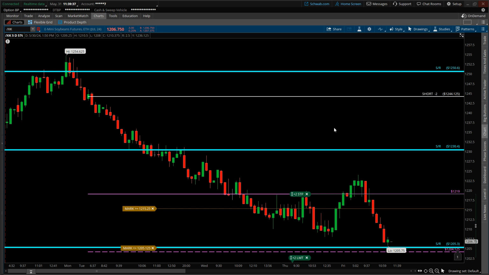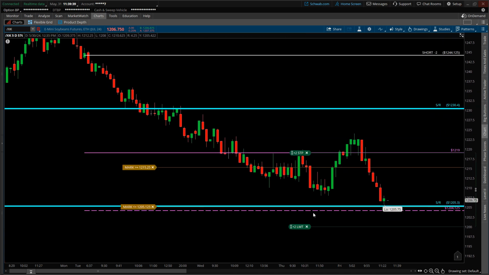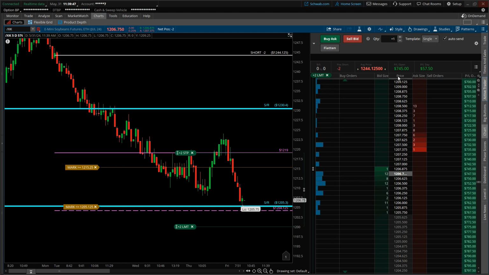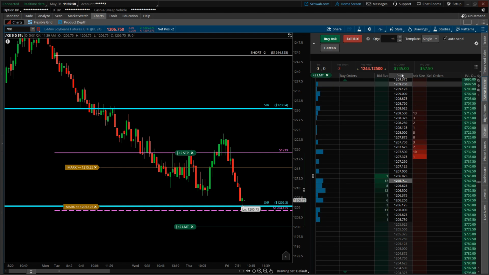Right now, if I could just grab this page. So my limit order is sitting right here at $1,200 even. So if I open up active trader, the trade is now up $745. It was as low as $767, but has since bounced up a little bit.